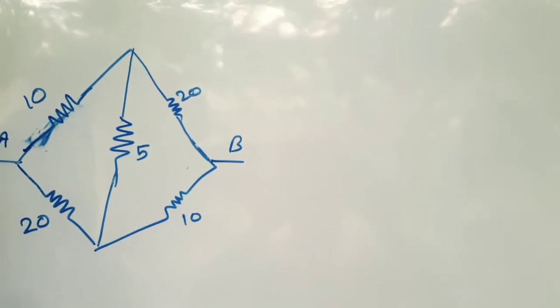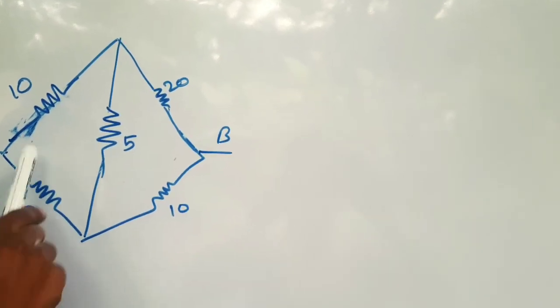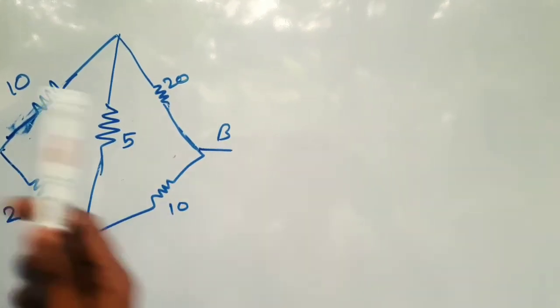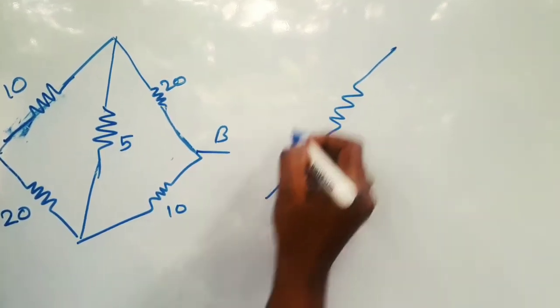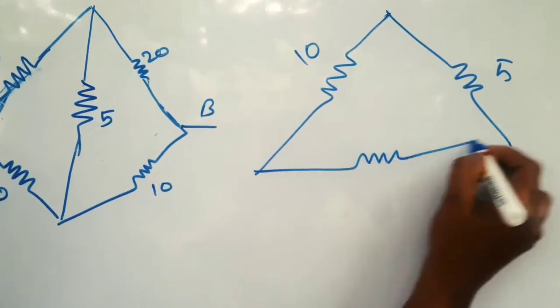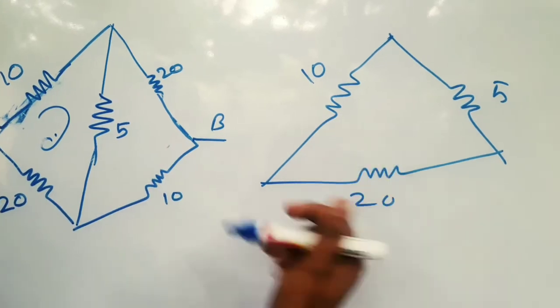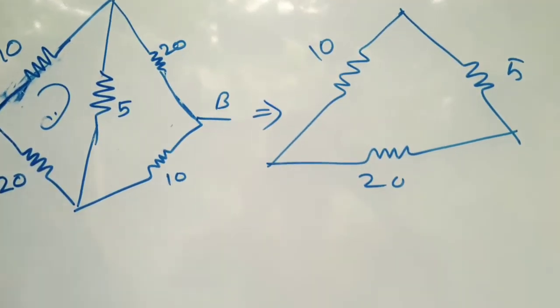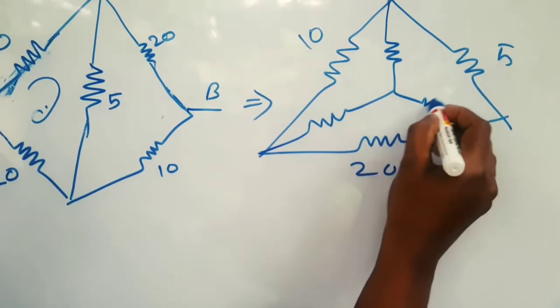The figure given in our question, so this is a delta circuit. Let me convert this delta network to a star network. 10, 5, 20. This network, here I redraw. So then convert this delta network to star network.